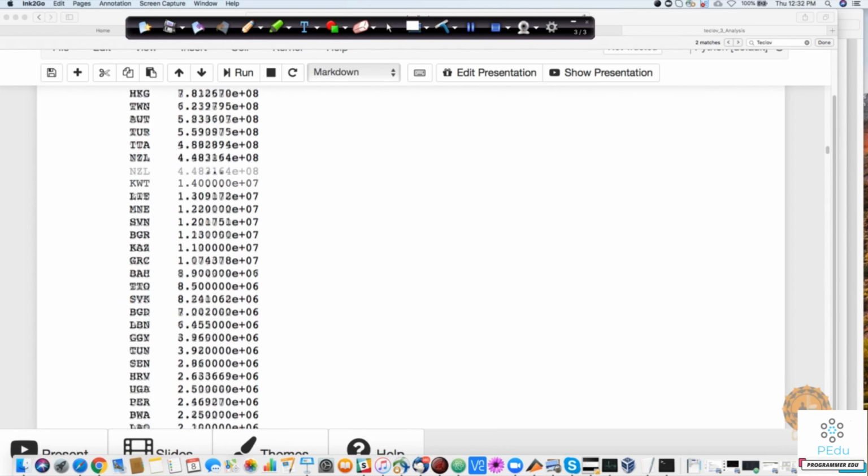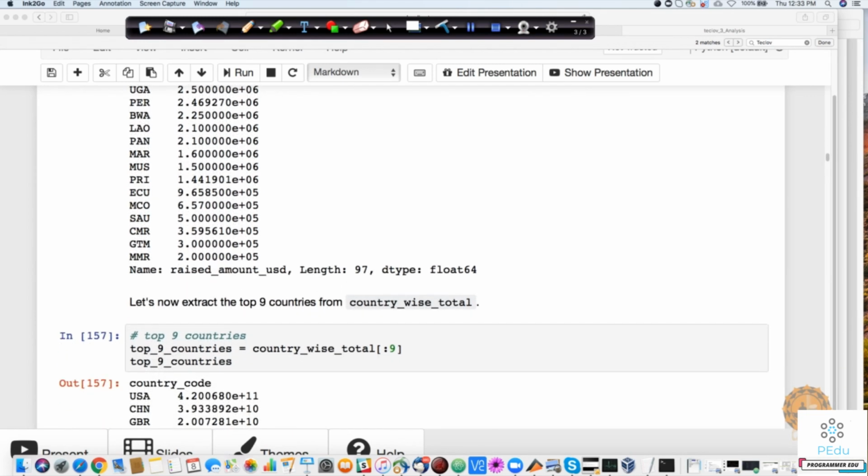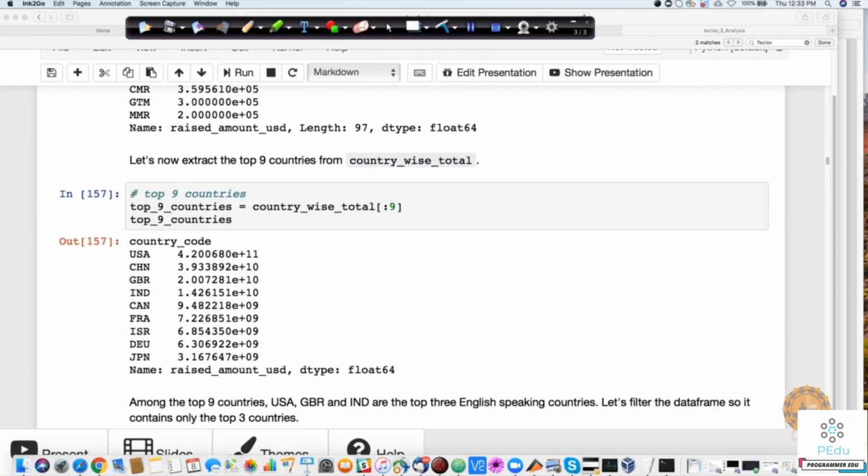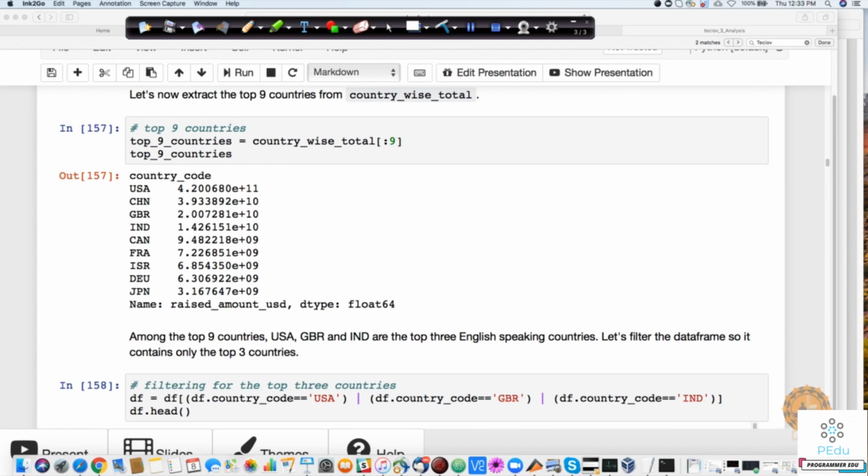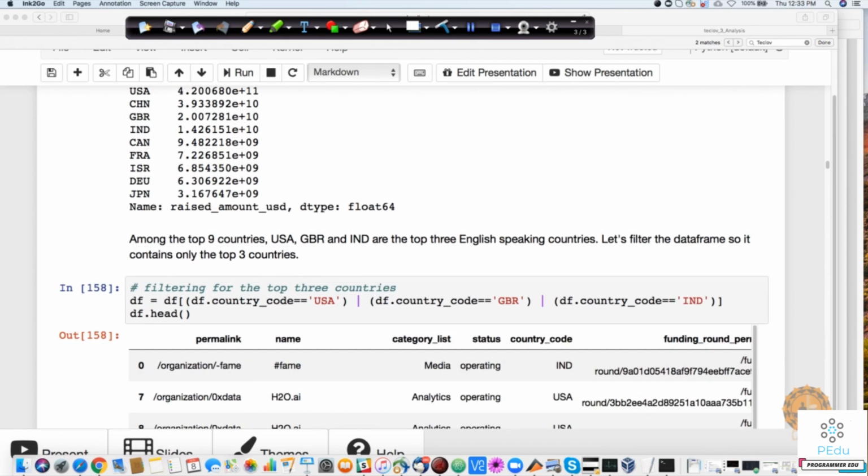Now this is interesting. We got almost our point. Now we can extract the top 9 countries. Because it was in sorted order, we can just take the top 9 rows from it, and we can see that we got USA, China, GBR, India, Canada, France, and so on. So these are the countries we got.